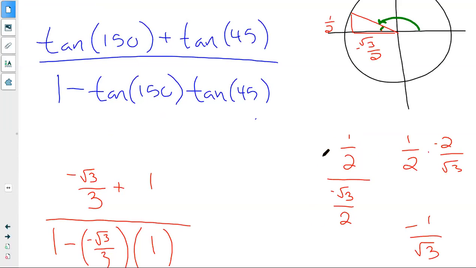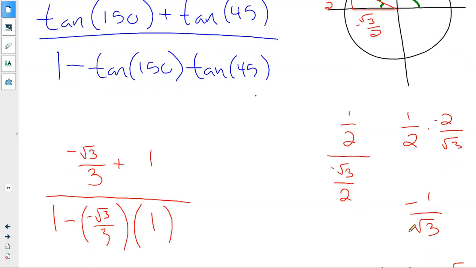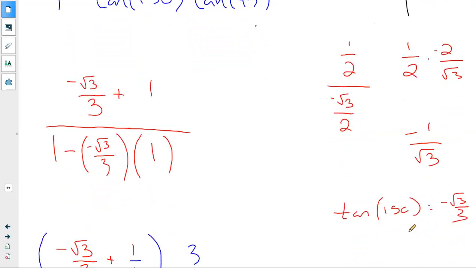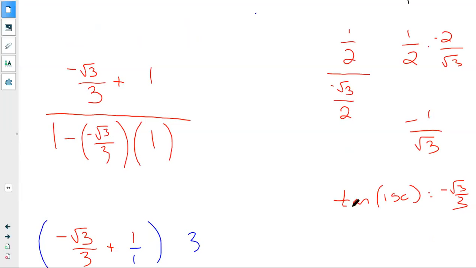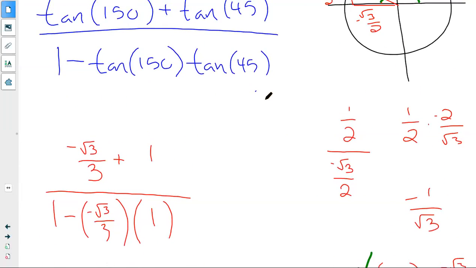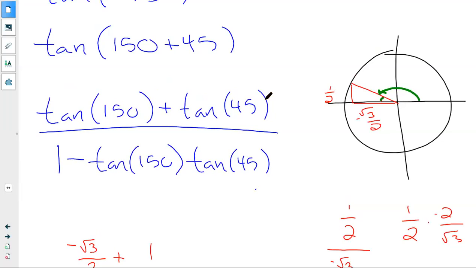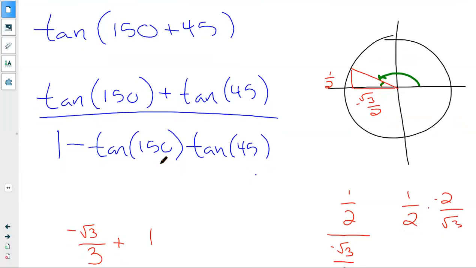So 1/2 over negative root 3 over 2. We're going to multiply the numerator by the reciprocal of my denominator. And this leaves us with negative 1 over root 3, which should be rationalized to negative root 3 over 3. So the tangent of 150 is right here. We already calculated the tangent of 45 earlier, which was 1. So then when we populate our formula, it's a sum, so it's going to be tangent of 150 plus tangent of 45. And then in our denominator, it's going to be 1 minus tangent of 150, tangent of 45.